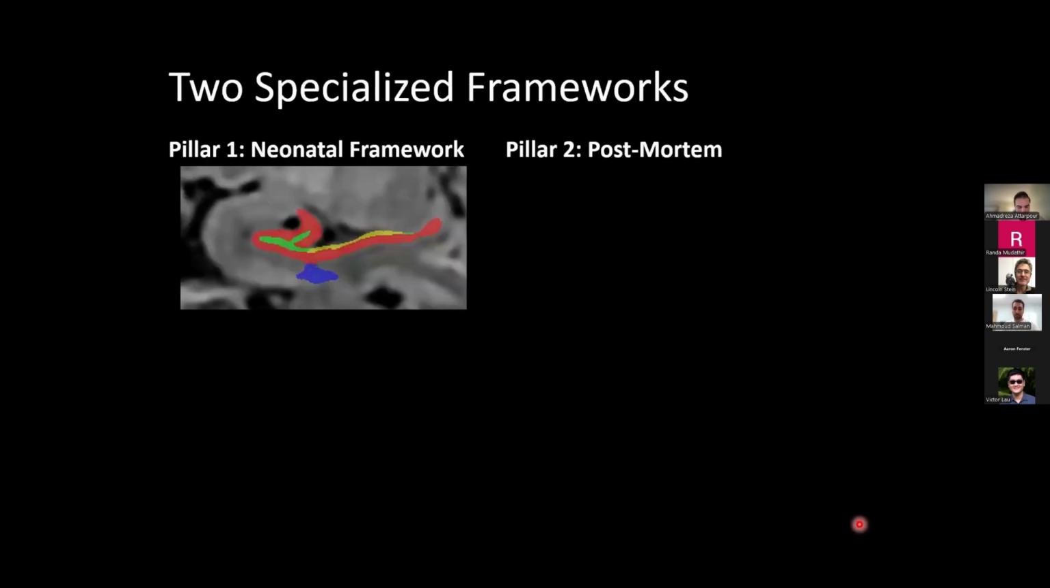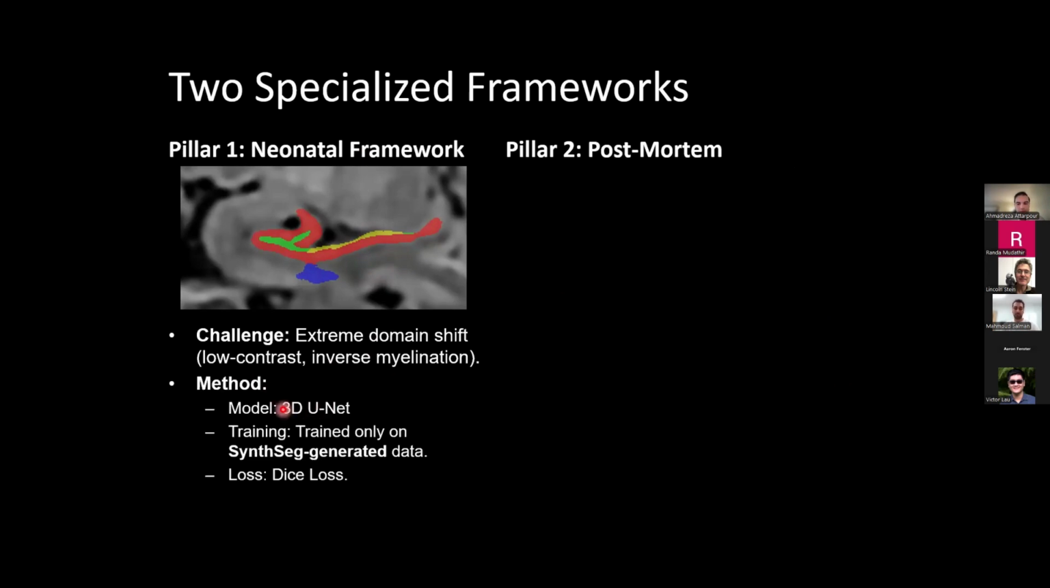So we will be talking about two specialized frameworks. Our first pillar is a neonatal framework, whose challenge is extreme domain shift because of the low contrast and the inverse myelination. In our method, we will use a normal 3D UNet, but our training technique will be different, because we will train using synthetic data using SynthSeg, which I will explain in the next slide. Our loss will be the normal Dice loss, and our data sample size is 169 from the DHCP dataset with 3 Tesla scans.